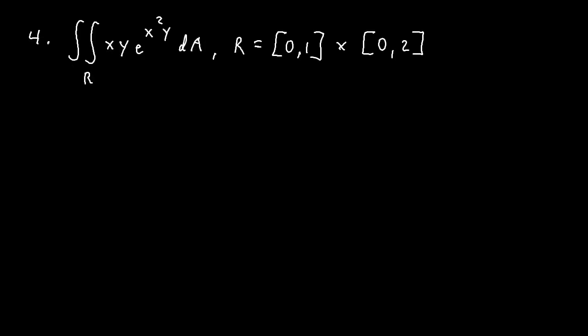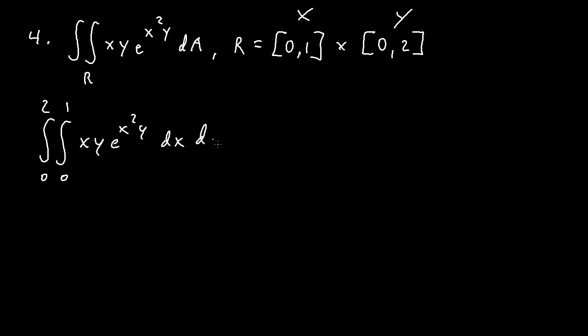So now for number 4, we have the double integral of xy e to the x squared y dA. For the region R, the x values range from 0 to 1, and the y values range from 0 to 2. So if I go ahead and rewrite the double integral here of xy e to the x squared y, now I'm going to go ahead and actually choose the x bounds to be on the inside integral, so from 0 to 1, and the y bounds on the outside, so from 0 to 2. And the reason why I do that is because now I have turned it into a simple u substitution problem.